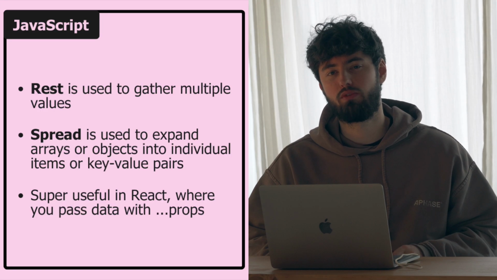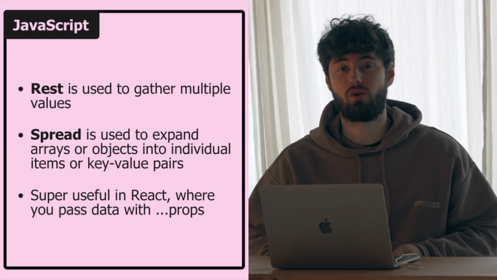So REST is used to gather multiple values, and spread is used to expand arrays or objects into individual items or key value pairs. These tools make your code shorter, cleaner, and easier to manage, and are super useful in React where you're passing data with props.